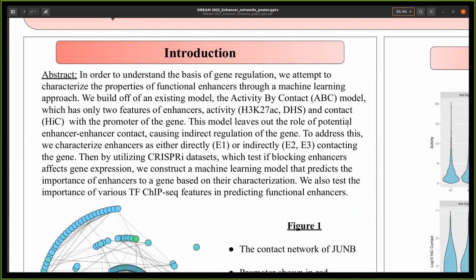This model leaves out the role of potential enhancer-enhancer contact, causing indirect regulation of the gene. To address this, we characterize enhancers as either directly, E1, or indirectly, E2, E3, etc., contacting the gene. Then, by utilizing a CRISPRi dataset from Gasparini et al., which tests if blocking enhancers affects gene expression, we construct a machine learning model that predicts the importance of enhancers to a gene based on their characterization. We also test the importance of various ChIP-seq features in predicting functional enhancers.